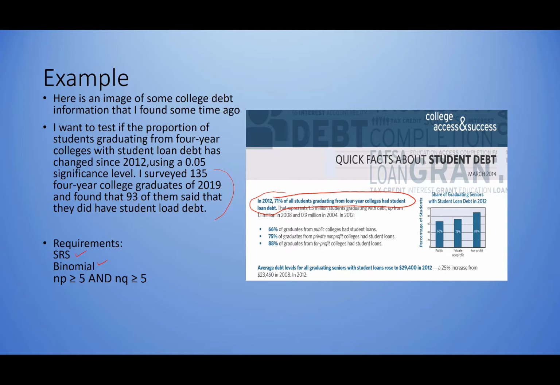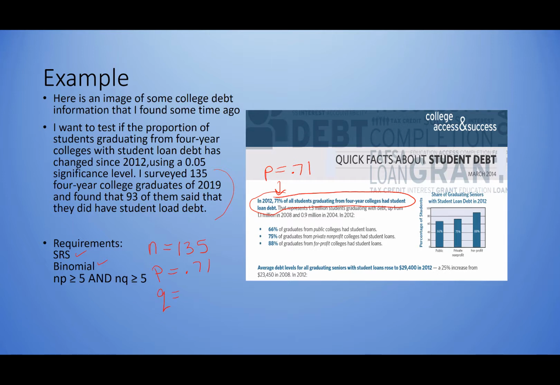And now this last one, we have to check: is n times p greater than or equal to 5, and is n times q greater than or equal to 5? Well, in this situation, my n is 135 because that was my sample size. My p, the probability of success, comes from my original claim, because my original claim is that the proportion that do have debt is 0.71. And that will now allow me to find q.